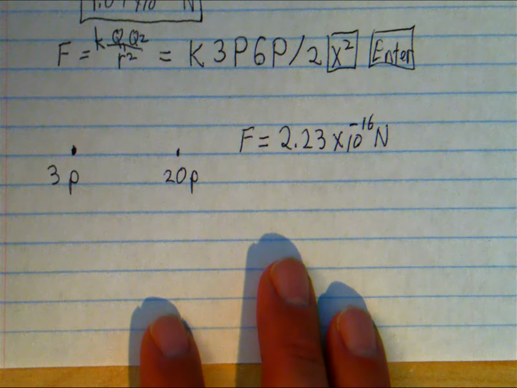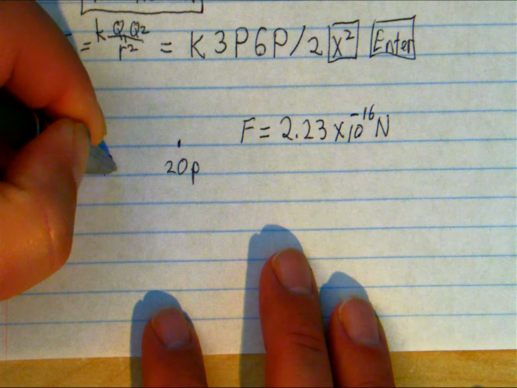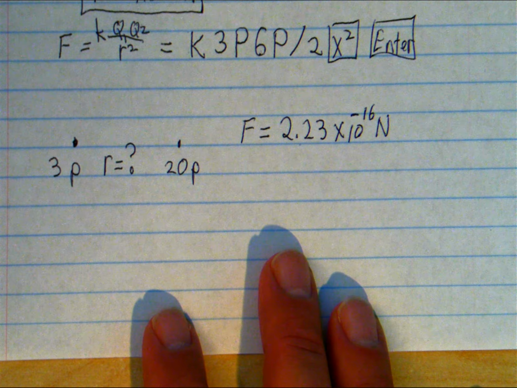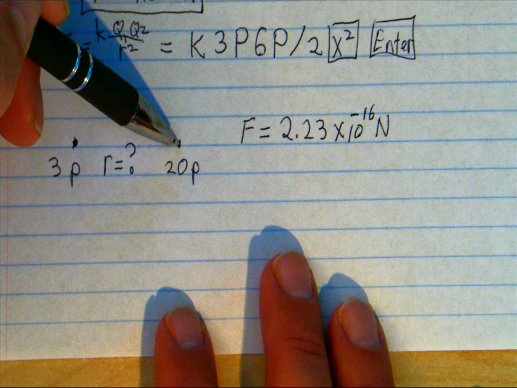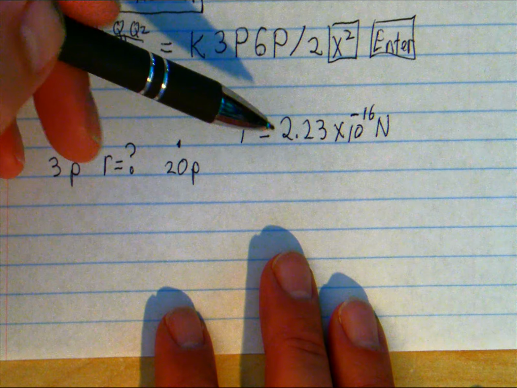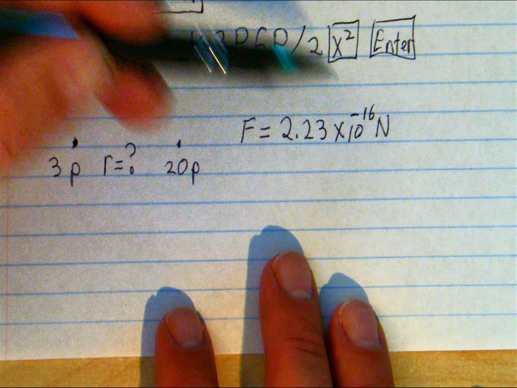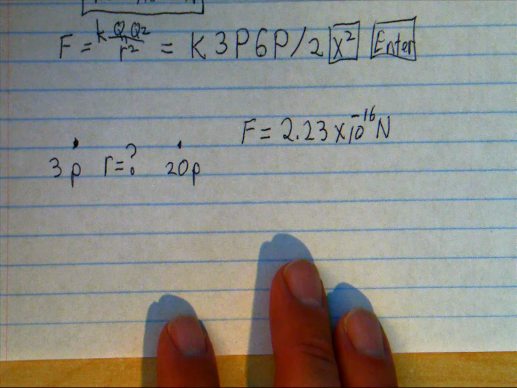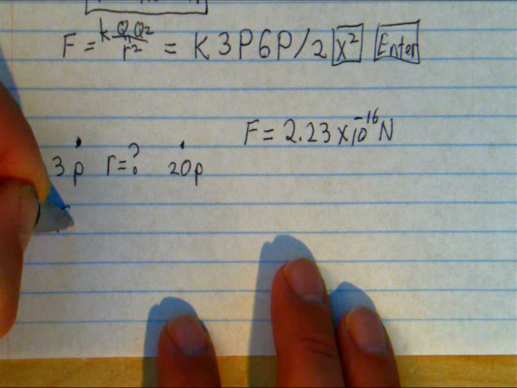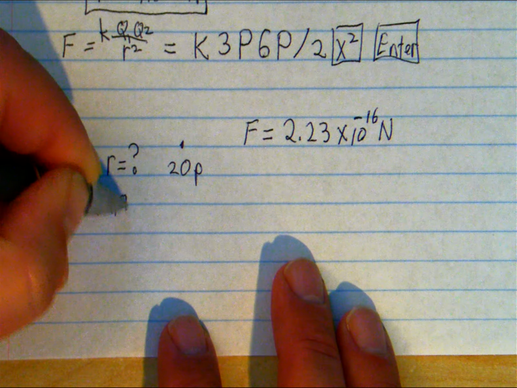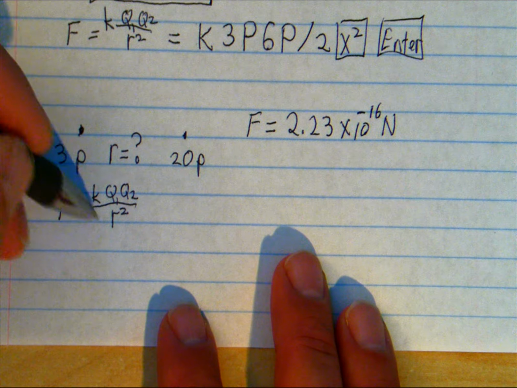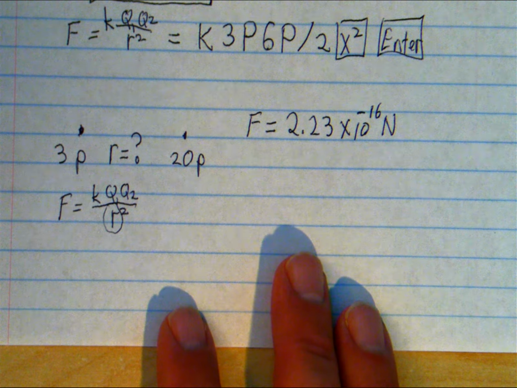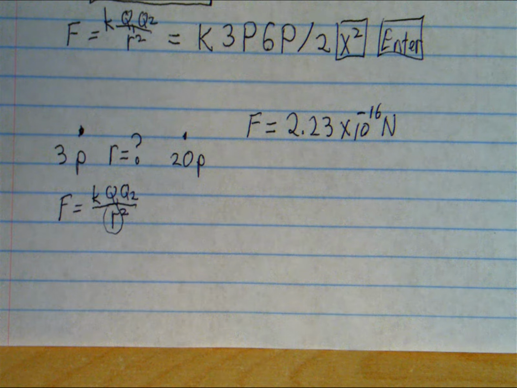Great. So now the challenge is, what is the value of R separating 3 protons from 20 protons if we measure the force of repulsion is 2.23 times 10 to the negative 16th power newtons? Of course, you have to use Coulomb's law, but this time you need to rearrange it to solve for R. Take a moment and work it out.